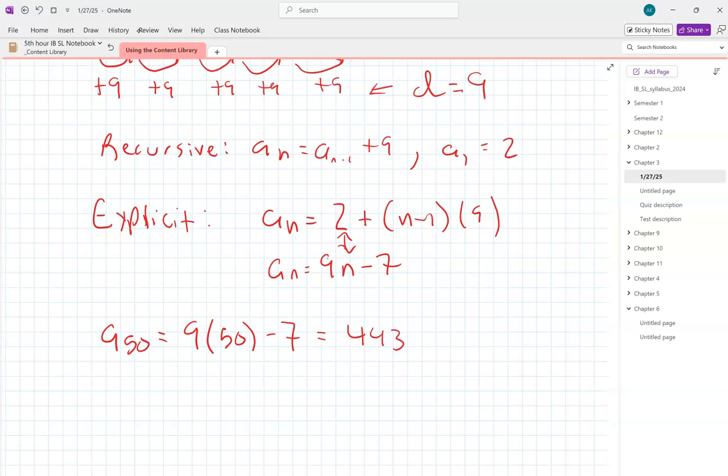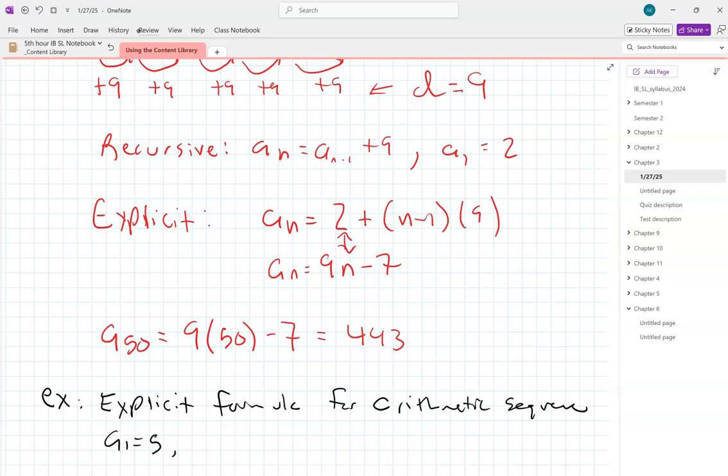Let's look at something a little bit different. Let's say I want the explicit formula for the arithmetic sequence when the first term is 5 and the fifth term is 11.